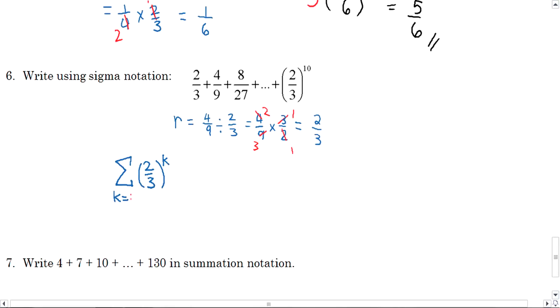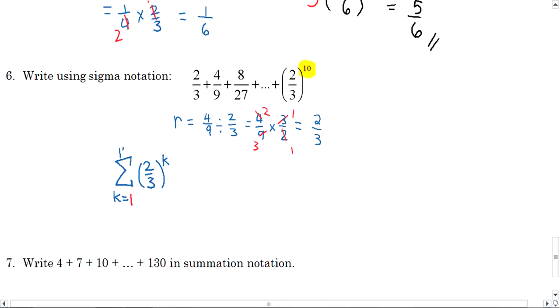And our upper index, well, there's kind of a huge clue up here. Let's highlight this for you, right there. Since k starts at 1 with the first term, then it's really simple. Our upper index is k equals 10. Okay, so that is the answer.